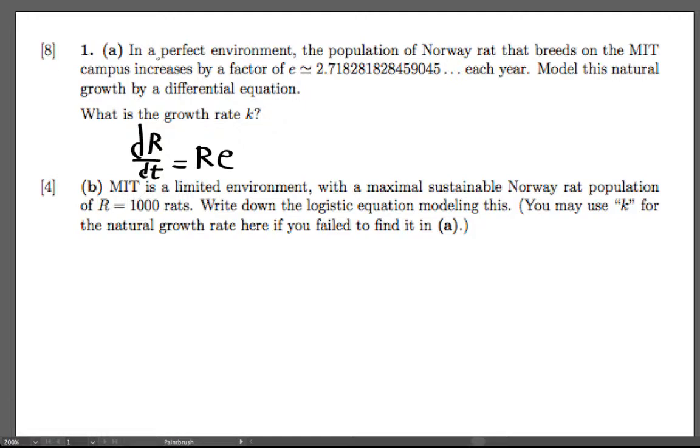So what's the growth rate k? In this case, it would be e. Because it increases by a factor of, wait. Yep, the answer should be e. Oh, wait. Rat that breeds increases by a factor. So it increases e times the amount of rat that you have. So basically the growth rate here should be e. Pretty simple.